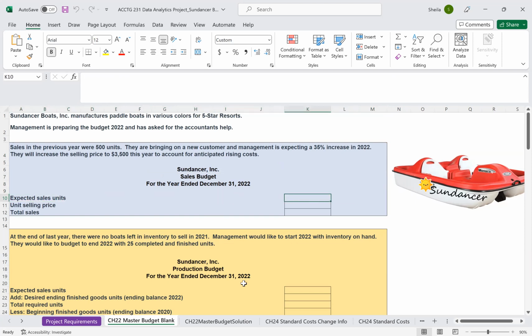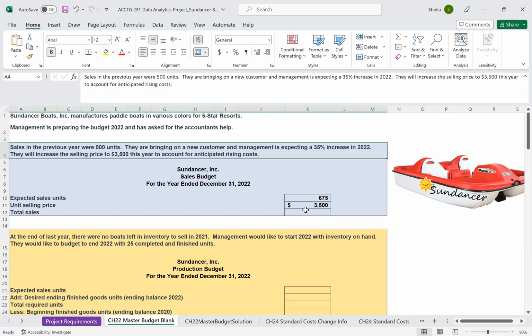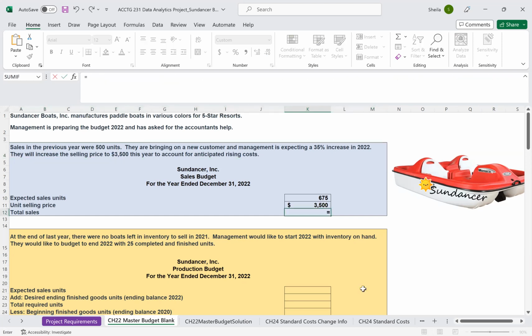So for our expected sales units, we can use Excel to calculate for us the sales units. So if last year was 500, I'm going to take that times 1.35 because I'm expecting a 35% increase. And so 675 is the units we expect to sell. If we sell them at a price of 3,500, again, that information is right here in the text, that means our total sales are going to equal the selling price times the units. So this is our total sales budget.